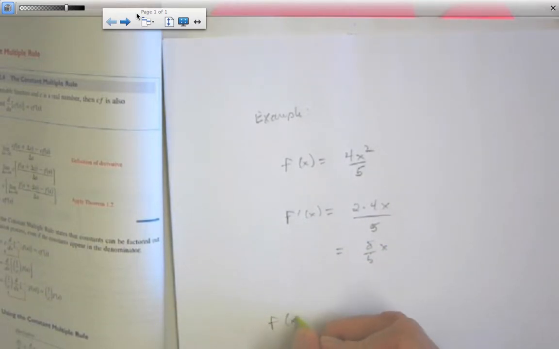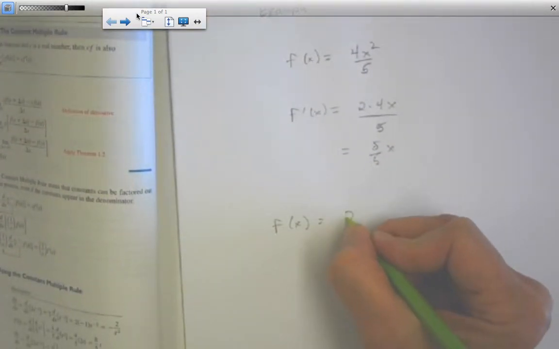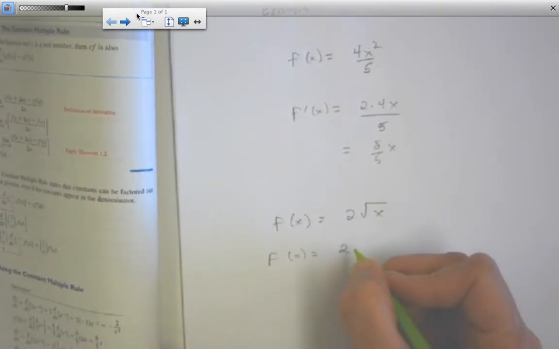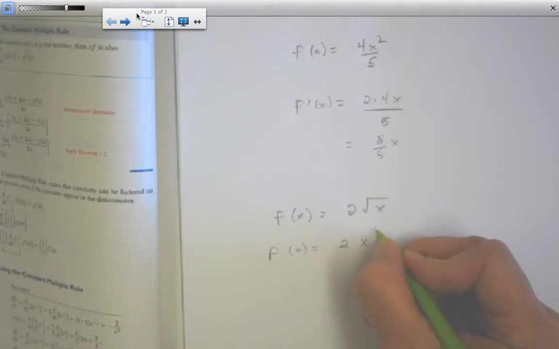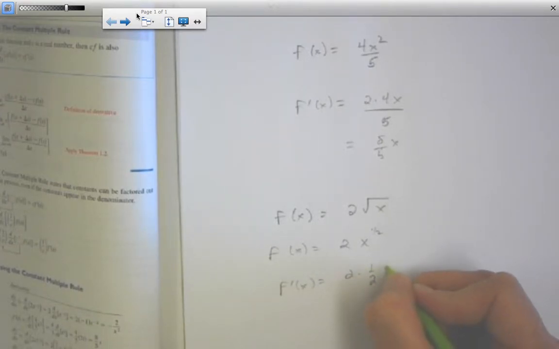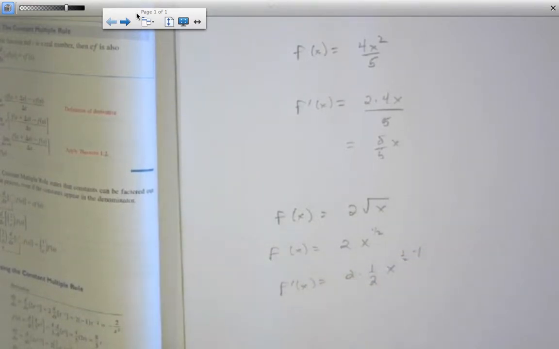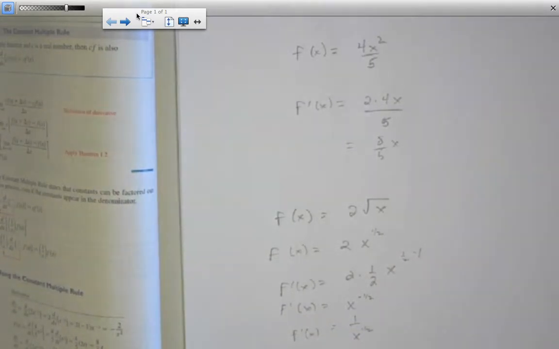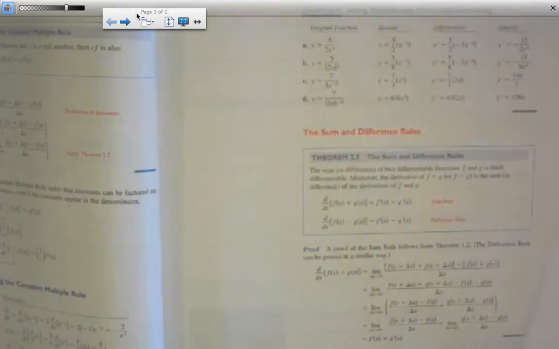But let's say f of x equals 2 square roots of x. You're going to want to use that power rule, so I'm going to write it as x to the 1/2 power. So the derivative is 2 times 1/2, x to the 1/2 minus 1. So 2 times 1/2 is just 1. So that leaves me x to negative 1/2. And I'm going to write that as 1 over x to the 1/2. And you don't have to put it back in the radical form. Leave it as a fraction. Okay.